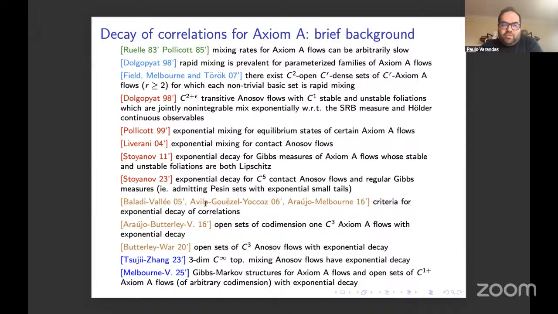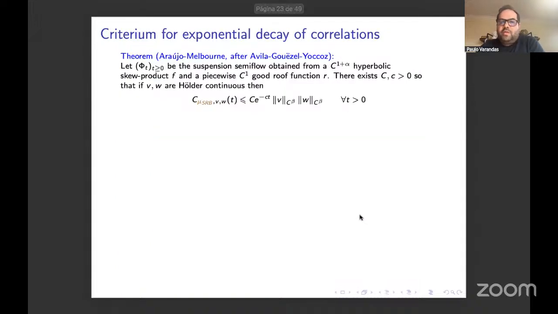But what I want to stress is that after this pioneer result by Dolgopyat, this group of people brought several criteria which are extremely useful for studying decay of correlations, and this is one of the cornerstones in what I'll talk about in a minute. So what is the criteria? The criteria can be thought of as follows.